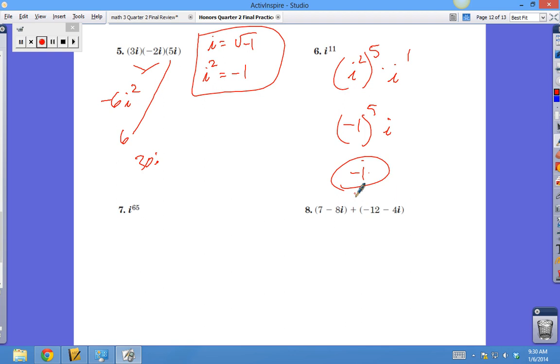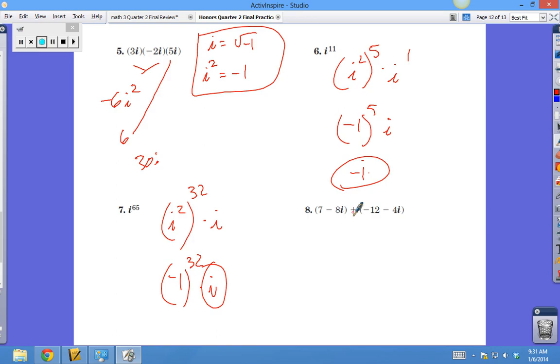Number 7, how many squares are in 65? I know that there are 32 squares in 64. 65 is going to be 1 extra. I squared is a negative 1. Negative 1 to the 32nd power is a positive 1. Positive 1 times I is just I.